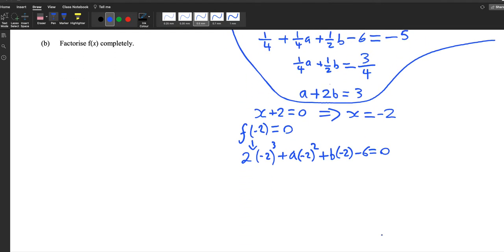Okay, then I'm going to simplify this left-hand side. So minus 2 cubed is minus 8. Minus 8 times 2 is minus 16. Then plus 4a. Minus 2 squared is 4. Then minus 2b. Then minus 6 equals 0. Simplifying, taking the numbers to the other side, I get 4a minus 2b equals 22.